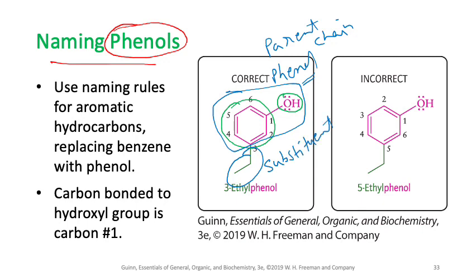Then to name it, you have to specify the number of the substituent. You have to give priority to the carbon attached to the OH. So that is 1, then you give the second lowest number to the substituent: 1, 2, 3, 4, 5, 6. On the third carbon you have an ethyl group as a substituent, and the parent chain is phenol. So the name is 3-ethyl phenol, right? Not 5-ethyl phenol, because you have to go clockwise, not this way. This is incorrect.